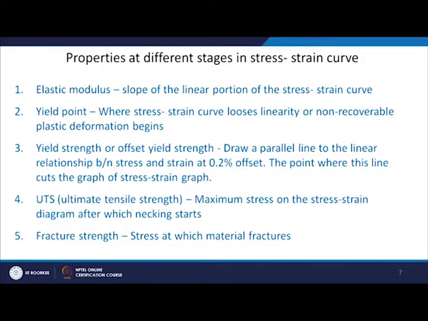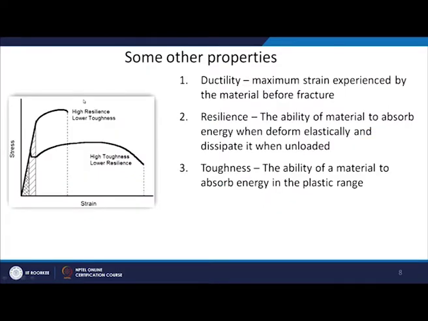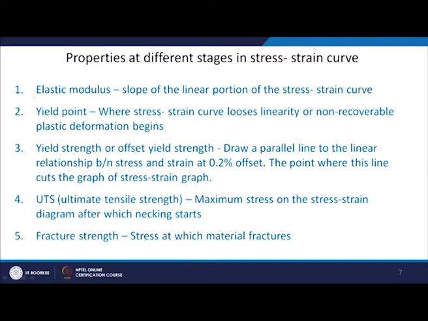Now next we will try to see different properties at different stages in the stress strain curve. Some we have already discussed earlier also. One property which you will get from a stress strain curve will be elastic modulus, which is basically the slope of the linear portion of the stress strain curve. Then you will get the yield point, where the stress strain curve loses linearity or non-recoverable plastic deformation begins.